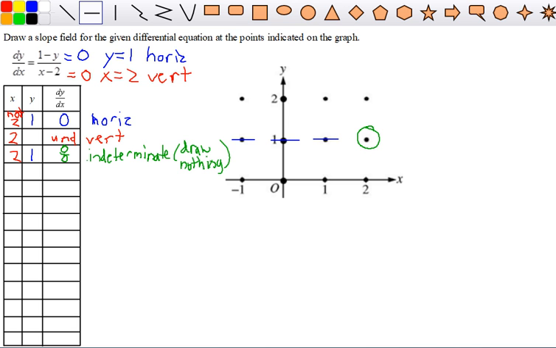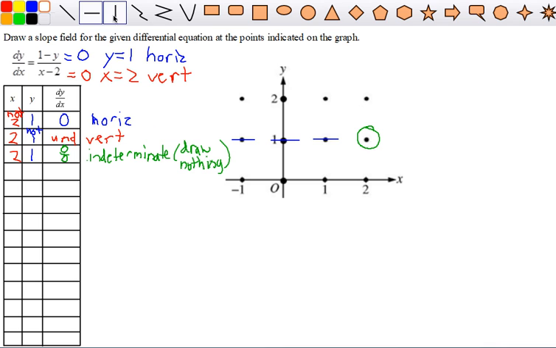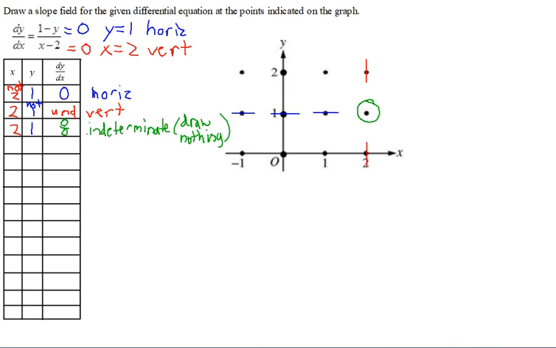And when x equals 2, as long as y is not 1, so we don't get 0 over 0, we'll have undefined slopes, which means there's vertical tangent lines. So except for this point right here. All right, so after you get those out of the way, then you can substitute in the other points one at a time, and then you may see some patterns sometimes, other times you may not. It just depends on what the derivative is.